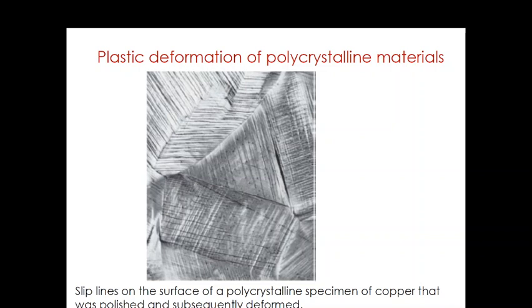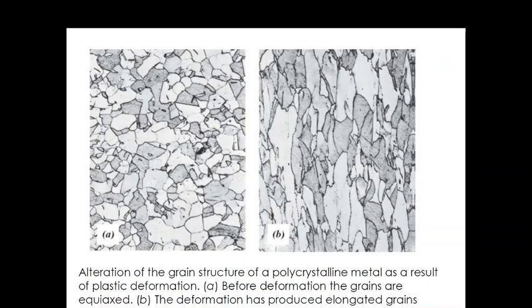The manner in which grains distort as a result of gross deformation is indicated in this particular figure. Before deformation, the grains are equiaxed, meaning they have the same dimension in all directions. For this particular deformation, the grains become elongated when you apply the load uniaxially. So grains elongate along the direction in which the specimen was extended.